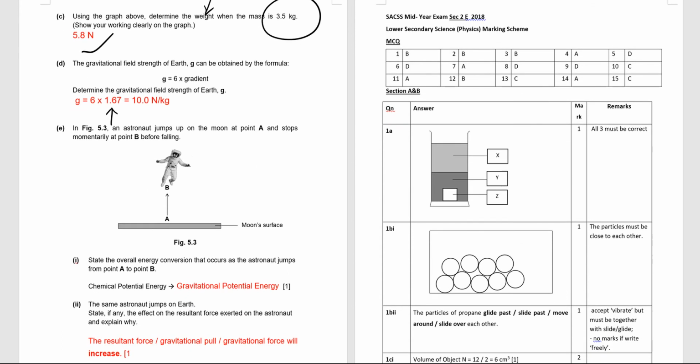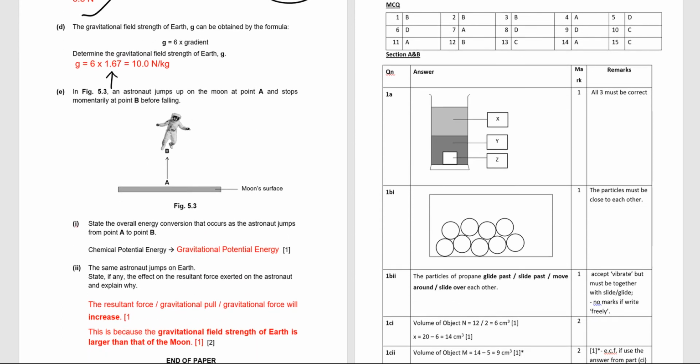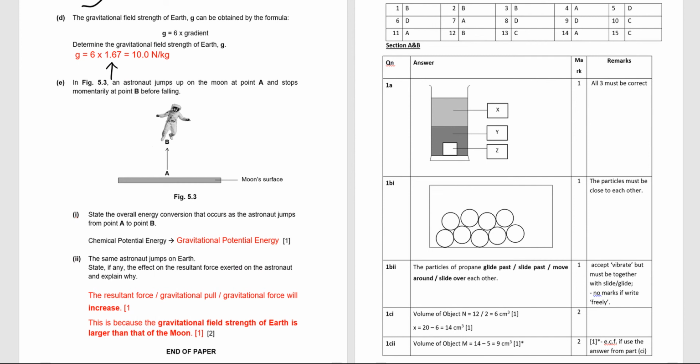And the last part of this question says an astronaut jumps out on the moon. So what is the energy conversion? So the reason why he is able to jump up, that means the body has energy. So where does the body's energy come from? The body's energy comes from the food that you eat, because the food gives you energy, right? And the energy that the food gives you is stored as chemical potential energy. So in this case, it's chemical potential.